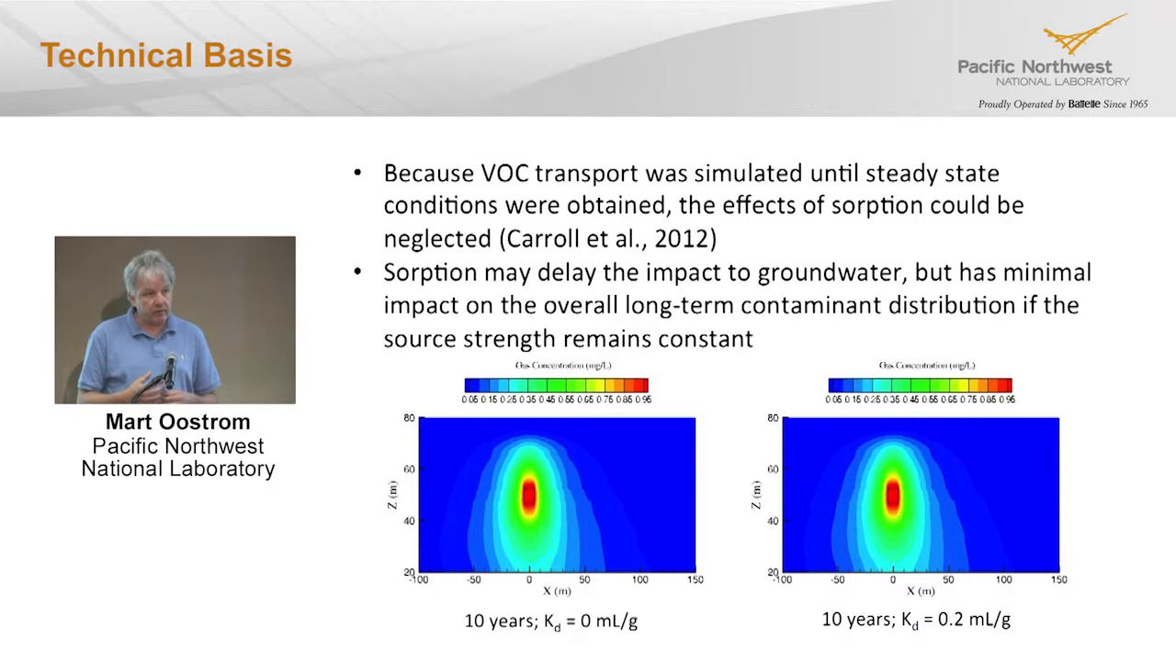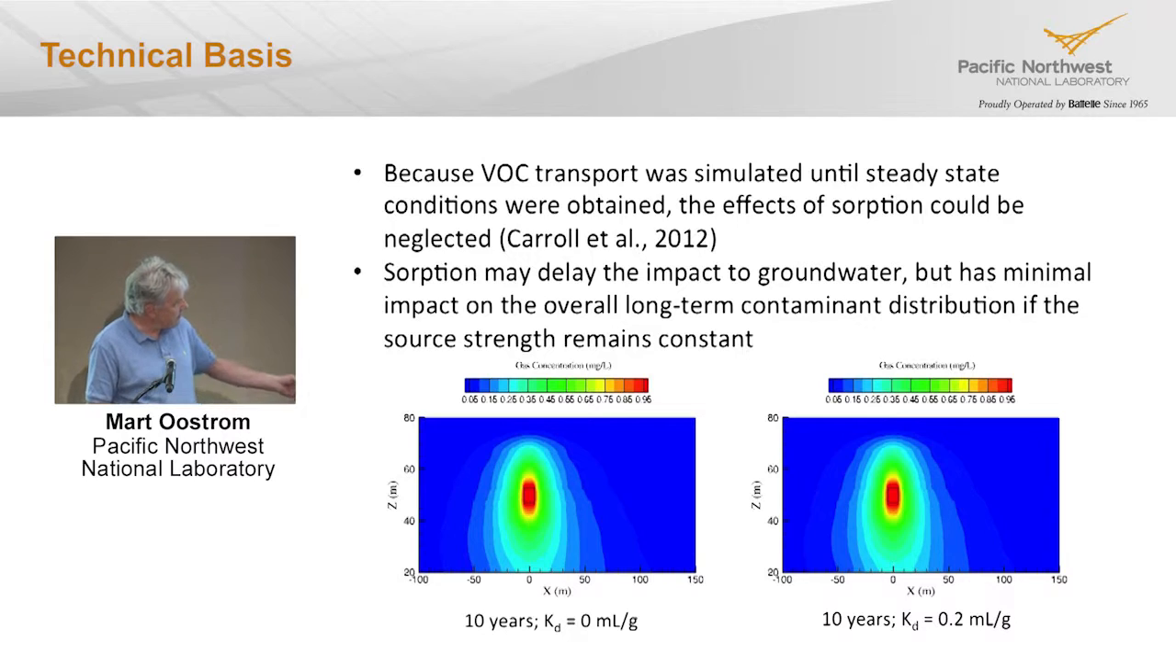So, for instance, when you start out in a clean system and you put some non-aqueous phase liquid there, of course, the vapor phase distribution will initially be a function of time. So when you have a strongly sorbing contaminant, then that vapor phase will spread slower than a contaminant that is not sorbing as strongly. But over time, the distribution will be the same as long as you have provided enough mass for that to occur.